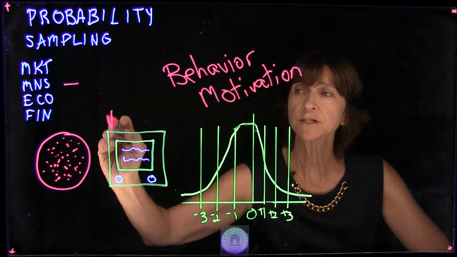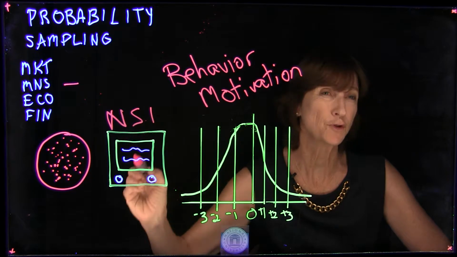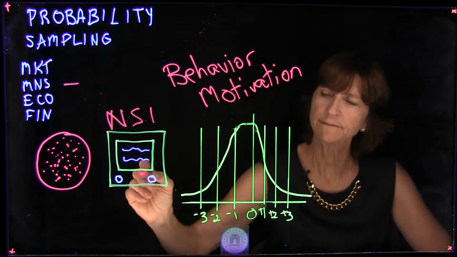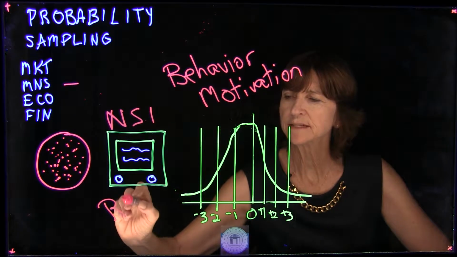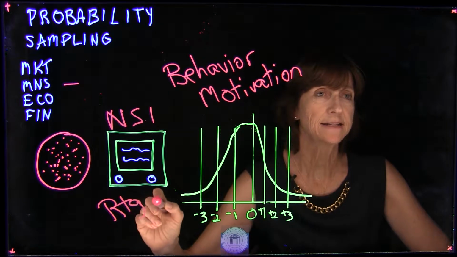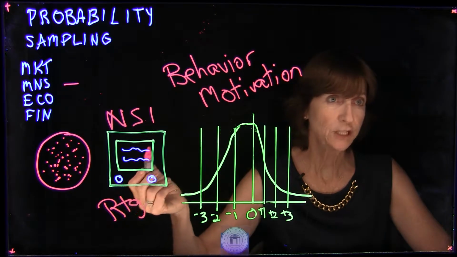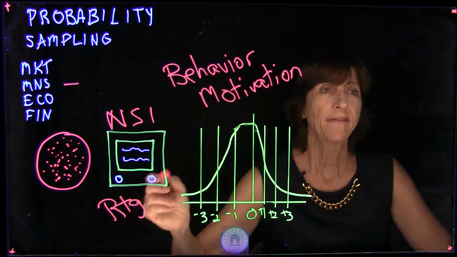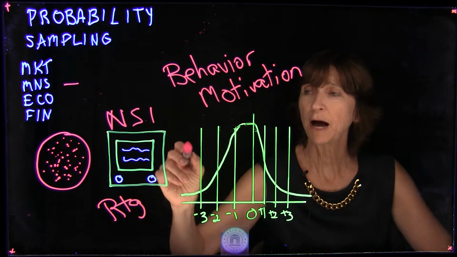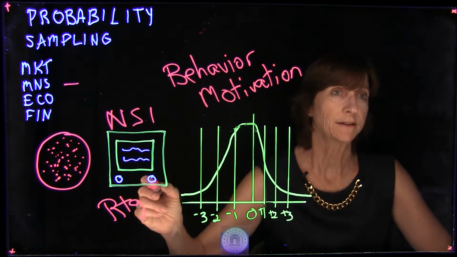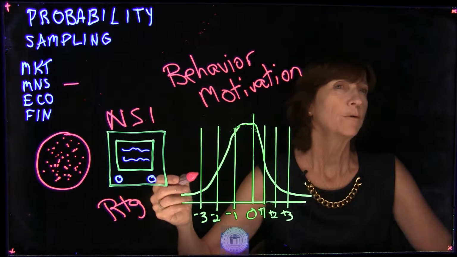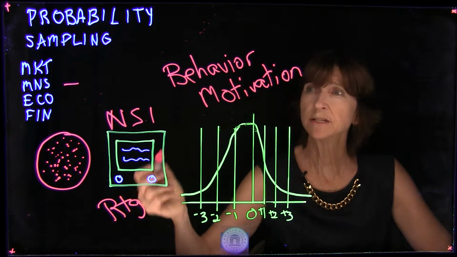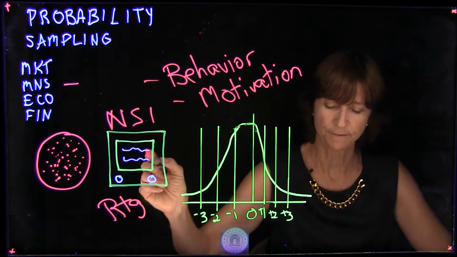So here's an example. You might have Nielsen, okay? Nielsen, they do those TV ratings, and this is our television. And what they do is they will take a sample size of who's watching what TV shows all the time. And that is a sample of the population that's watching the shows. And that's one way that marketers help make predictions about behavior and motivation.